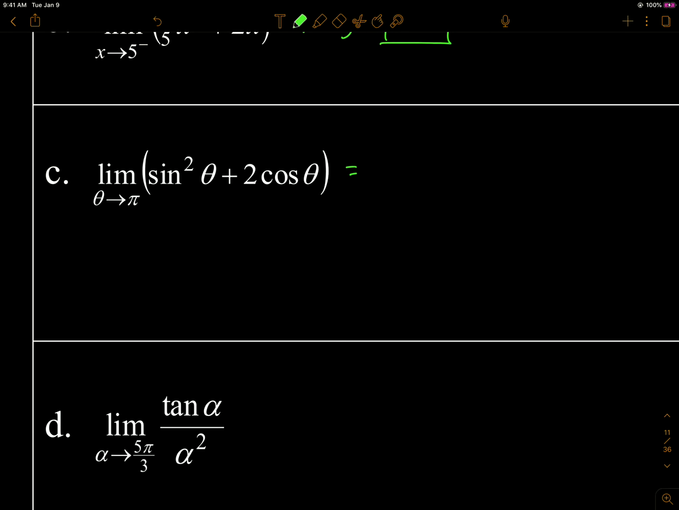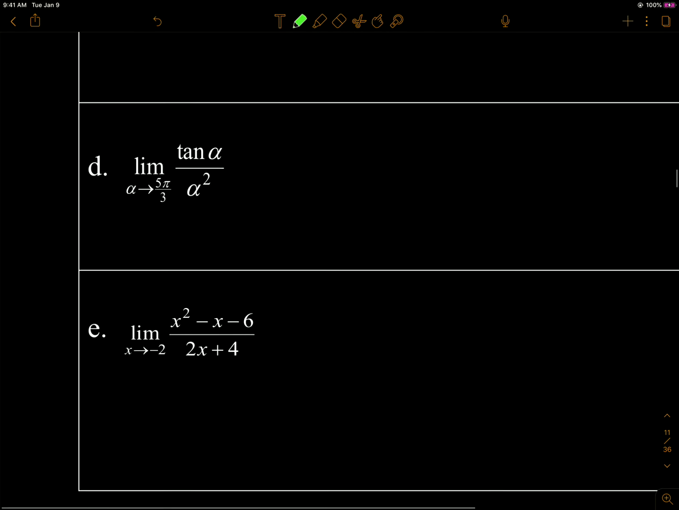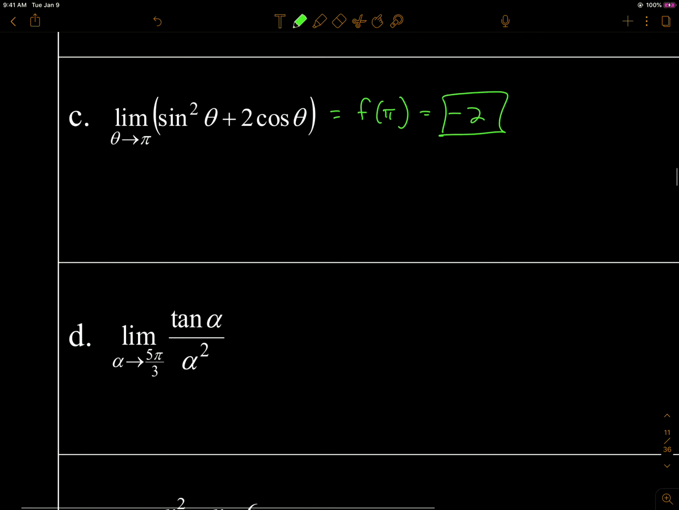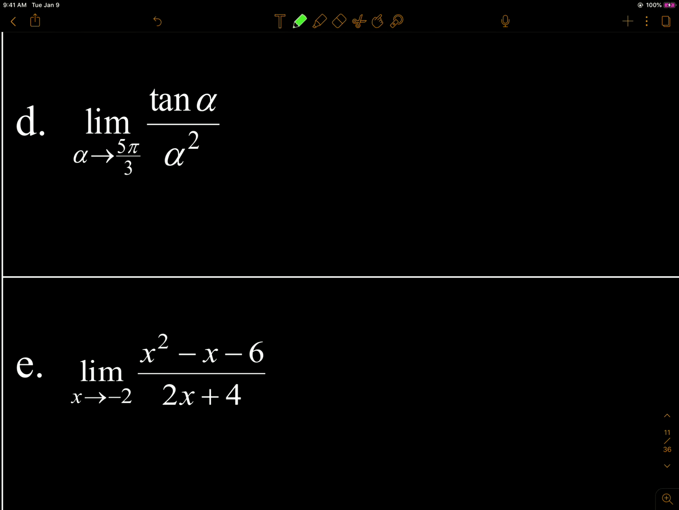I'm going to try direct substitution here. So I'm going to plug in pi for theta. And yeah, again, it's defined, so I end up getting -2. You can pause the video, work these out, and see if you agree. These are direct substitutions, so I'm not going to do too much with the work here.